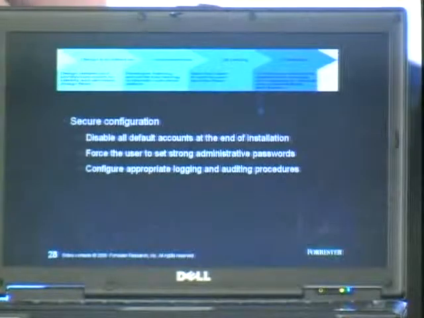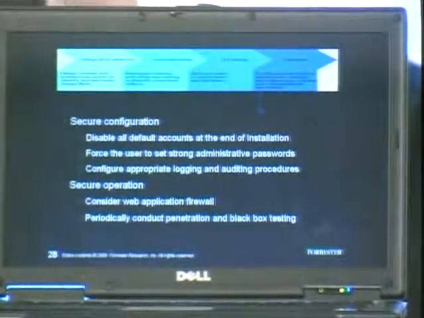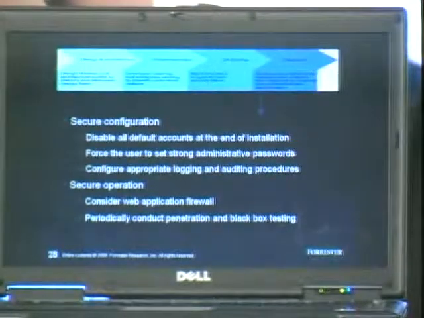You're no longer in development mode, right? You're in operation and maintenance mode. If it's a web application, consider using a web application firewall, because it allows you time to react to vulnerabilities that may arise, right?